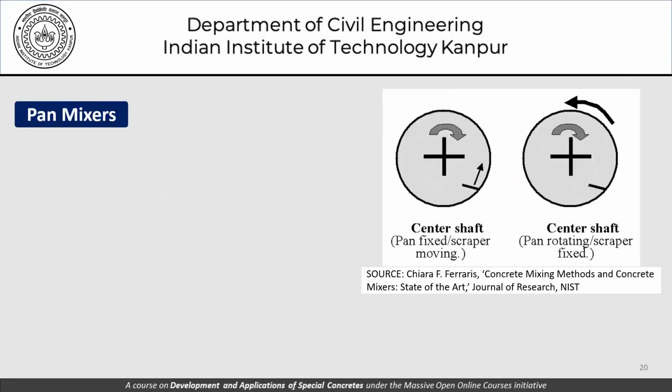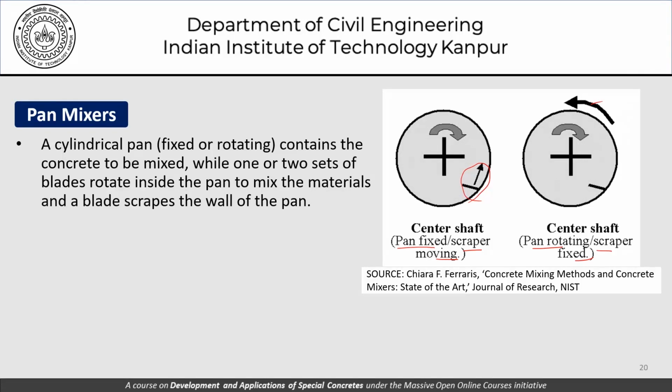Now moving on to pan mixers, we have two essentially different types of pan mixers. One where the pan is fixed and the scraper is moving, that is shown here. In another case, the pan rotates and the scraper is fixed. So we have a pan rotation here as shown here, and the scraper is fixed. Describing these pan mixers, a cylindrical pan which could be fixed or rotating contains the concrete to be mixed, while one or two sets of blades rotate inside the pan to mix the materials and the blade scrapes the walls of the pan.